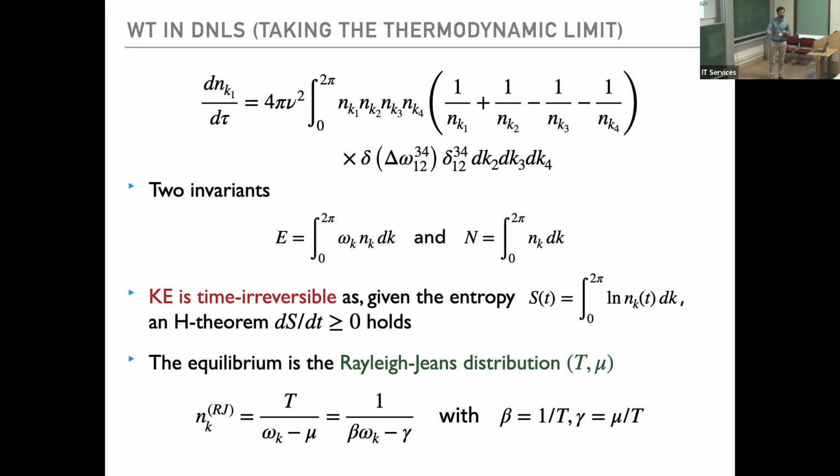So there's a particular arrow in time that they will tell you that the system will tend to, for example, equilibrate. And what is the equilibrium of this equation here? Well, one can show that the equilibrium, so that dn/dτ is equal to 0, is given when this n(k) has this form here, and this is known as the Rayleigh-Jeans distribution, where in here we have some temperature and some chemical potential of the system.